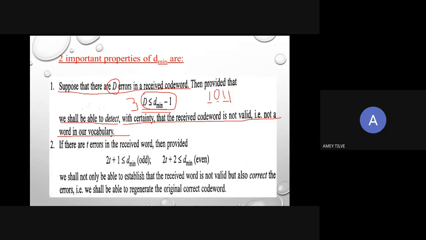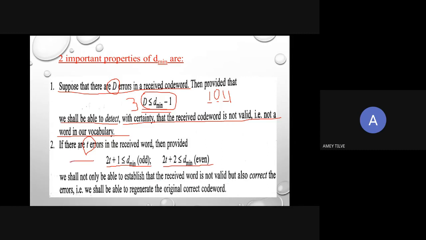So this is your first condition. All of you please write it down. And the second condition: let us say that there are T errors which occurred in the received code word. Then, provided 2T plus 1 is less than or equal to d min for odd d min, and 2T plus 2 is less than or equal to d min for even d min, we shall be able to establish that the received word is not valid.